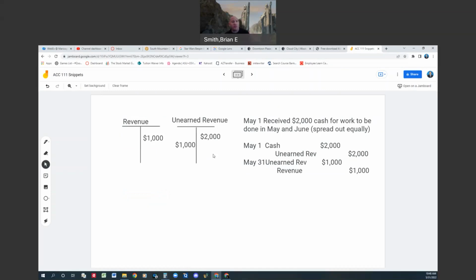Then in June, when we do this last bit of work, we're going to receive that $1,000 in June. And we're going to recognize it then. We won't owe any money as far as unearned revenue goes, and we'll have recognized all of those revenues. So that's recognizing revenues that you haven't earned yet.